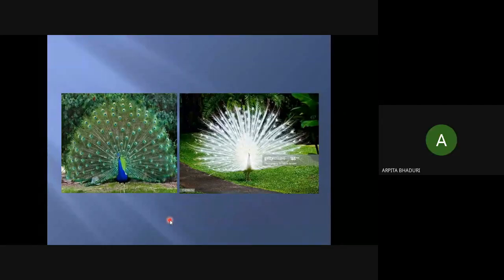Okay. Yes, ma'am. I can see the green peacock and white peacock. This is the peahen. Yes, it is the female bird. And this is the beautiful national bird of India, the peacock. Do you see the contrast? This is so colorful and this is so white. Both are beautiful. Both have crowns on their head, or only the peacock has? No, both have crowns. Okay?